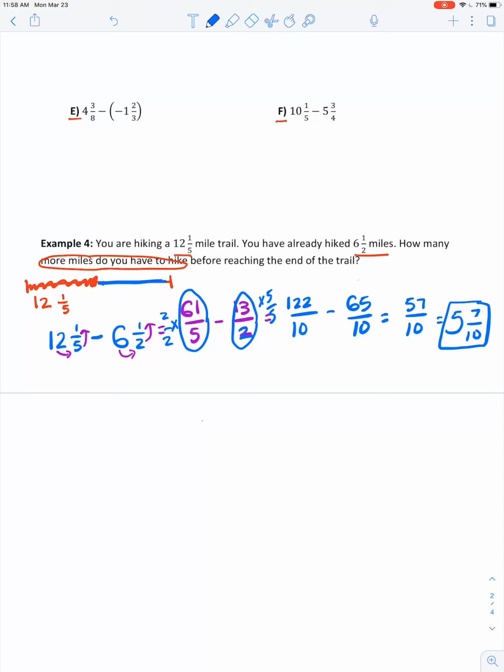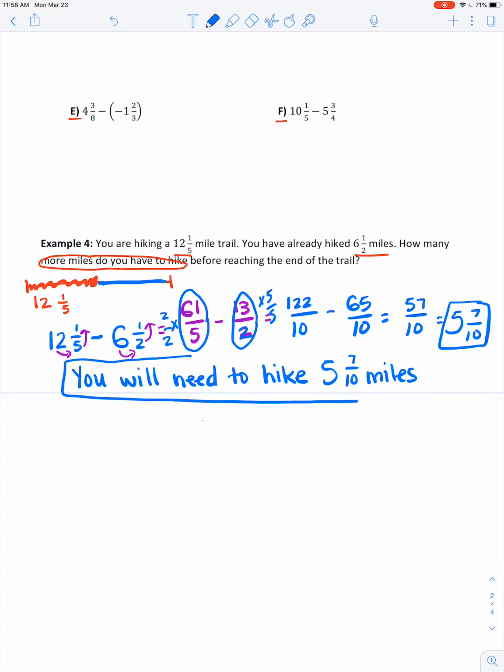Now it is important to actually answer this in words because this is a word problem. So how many more miles do you have to hike? You will need to hike 5 and 7/10 miles. And writing that miles at the end of your answer is very important because this is a word problem and that is part of the answer.